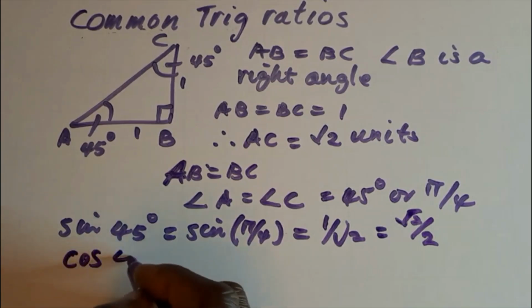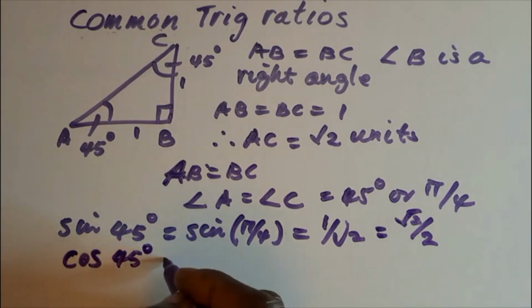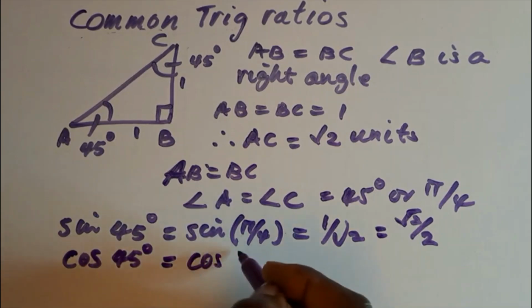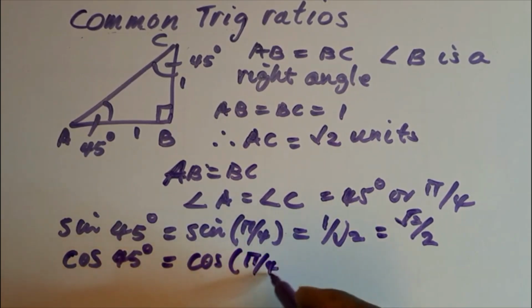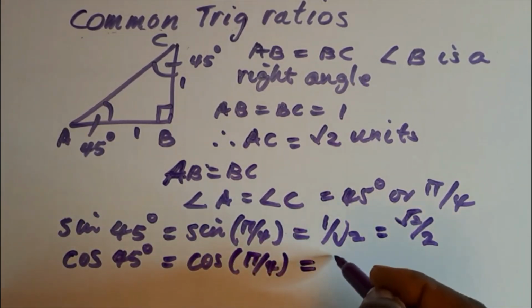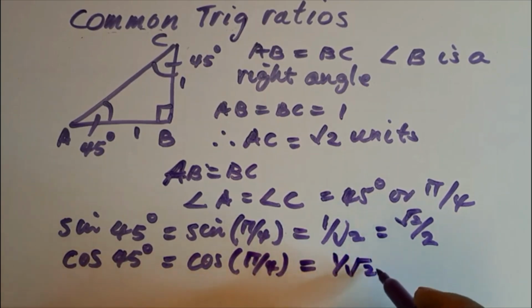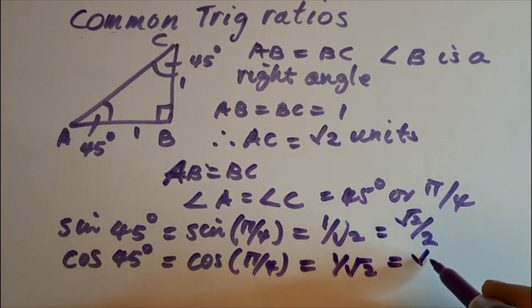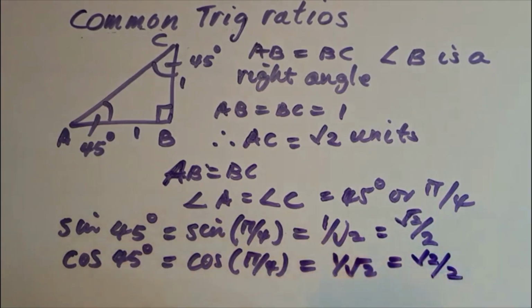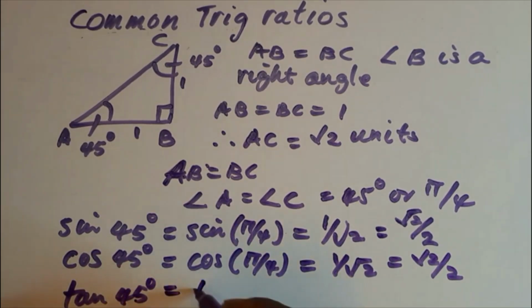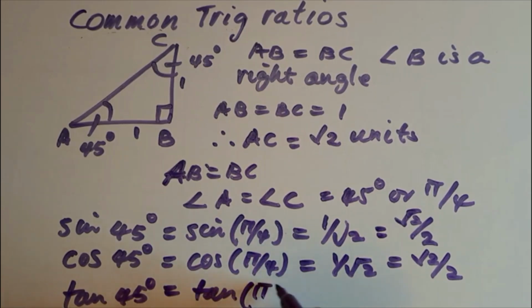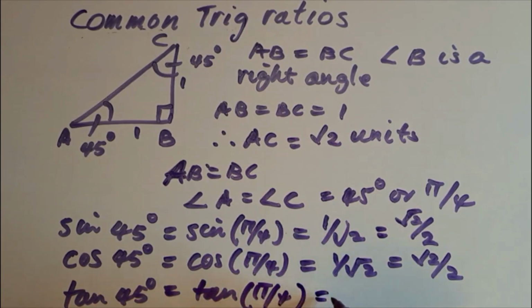Cosine 45 degrees is equal to cosine pi over 4. That's equal to 1 over root 2. Same result, root 2 over 2. And tan 45 degrees is equal to tan of pi over 4, which is equal to 1.